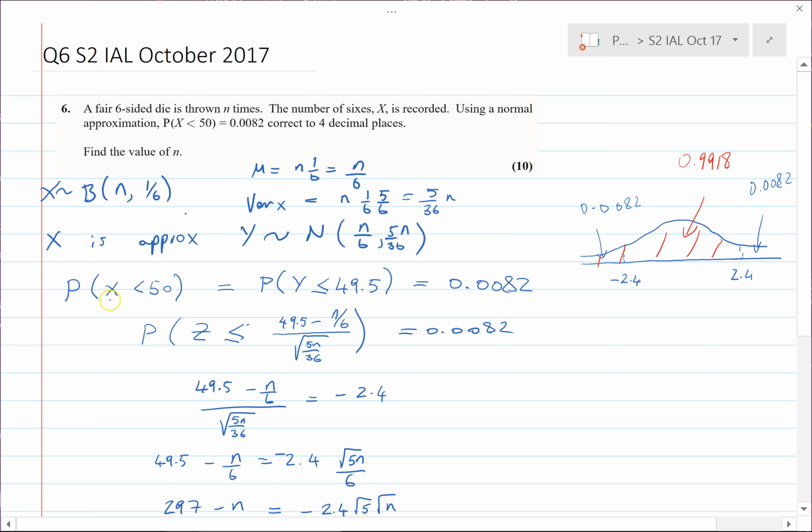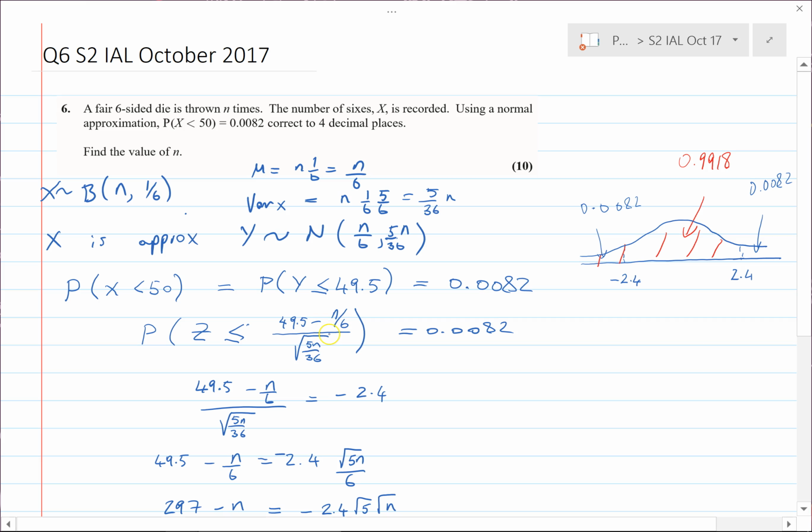So the probability that the original binomial is less than 50, because an approximation is used, means that using the continuity correction the number would be 49.5 here. Okay? Then with the 49.5, we look at 0.082, and then we do the standardizing thing.